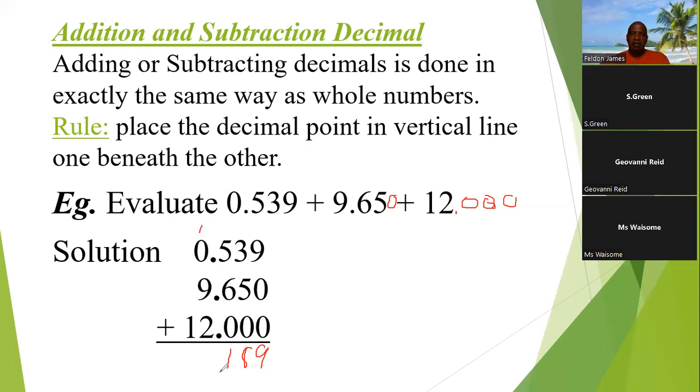But remember now, this point here, the 1 that we carry is a whole number. So we'd have to put back a point here. So we'd have 1 plus 9 gives 10, plus 2 gives 12. So you put down 2 and carry 1. And so this becomes 22.18.